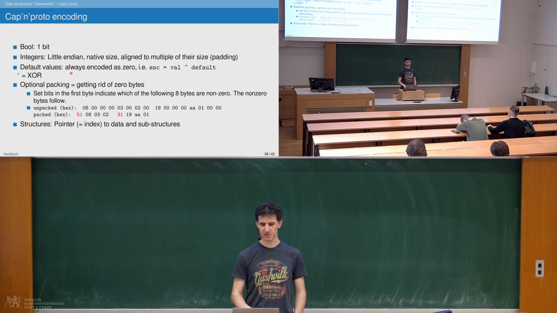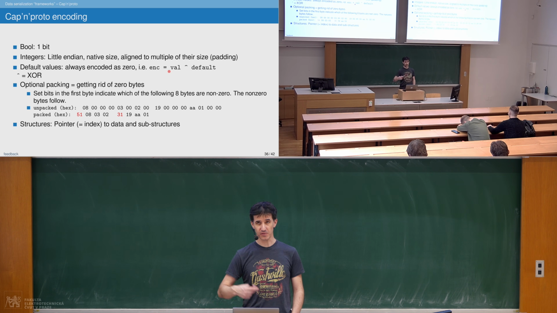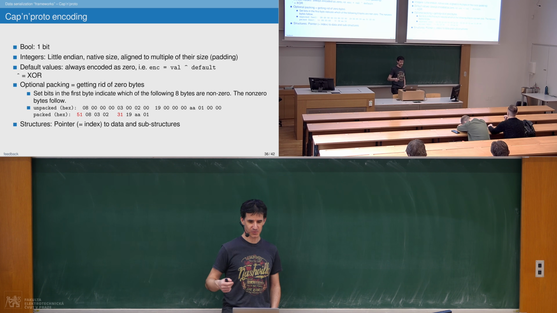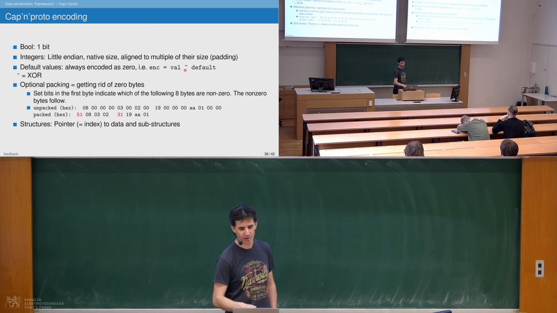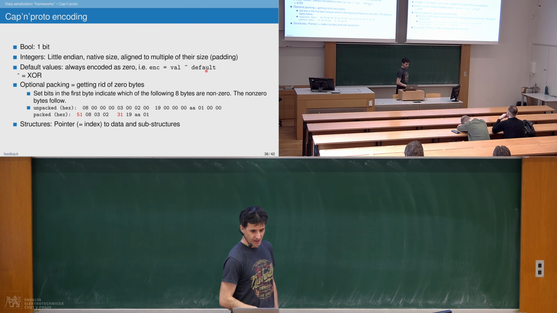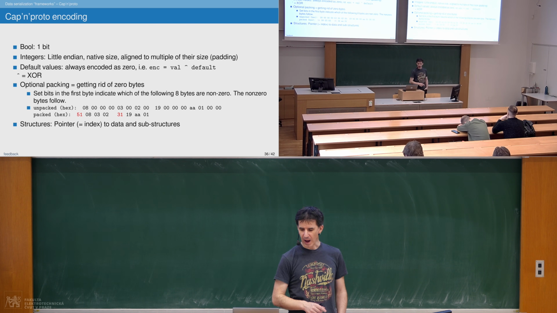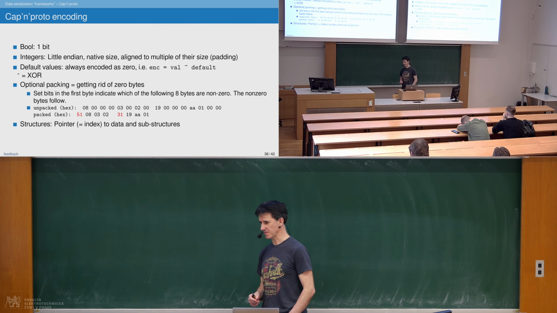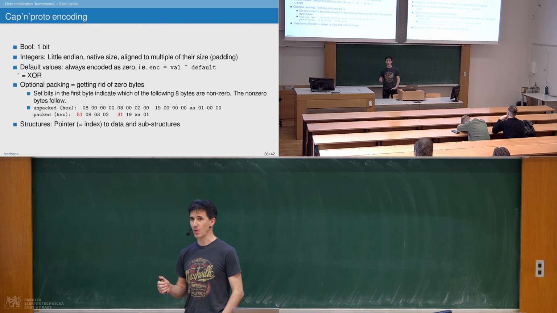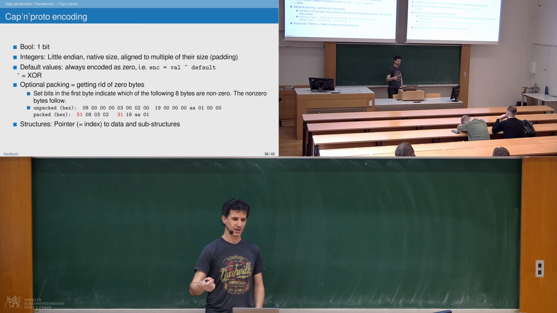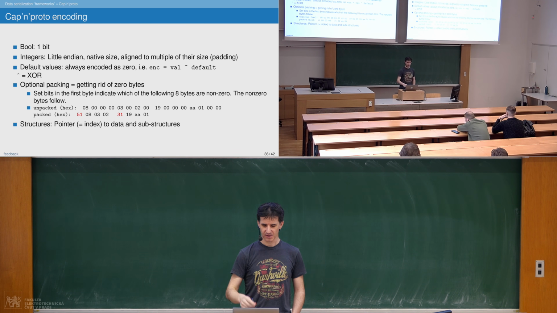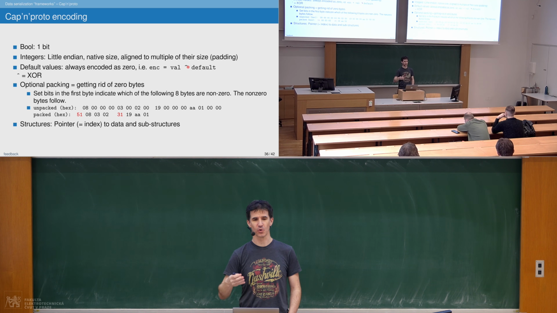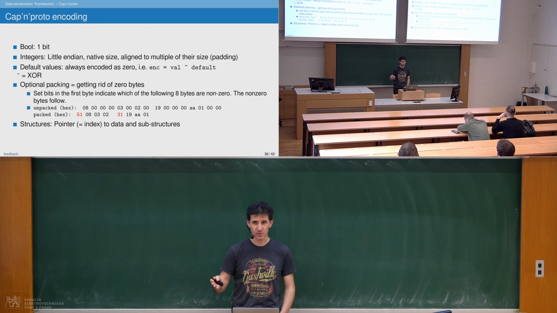Here they have default values. If a field has a default value, this is encoded by taking the value and performing the XOR (exclusive OR) operation with the default value. Why? This means that whenever you are sending the default value, this default value gets encoded as 0, because whenever you XOR one value with the same value, the result is 0.